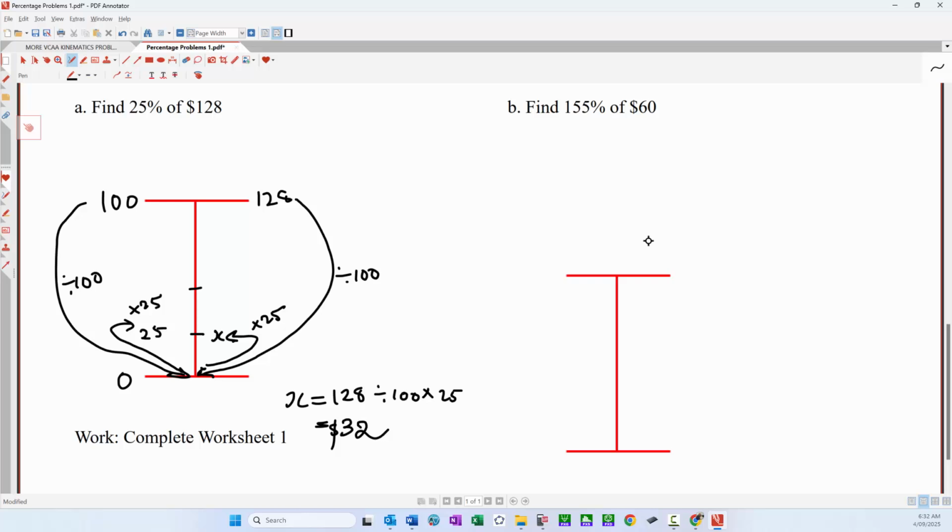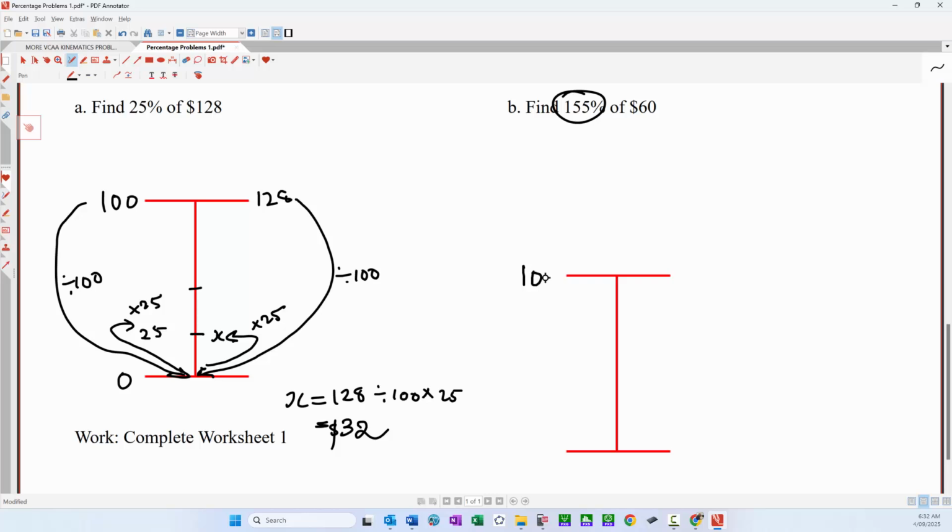All right, last example. Find 155% of 60. Again, you might think that you can't go higher than 100%, but you certainly can and will for a lot of the senior maths that you end up doing. Those of you who end up studying financial maths will use this idea a lot.